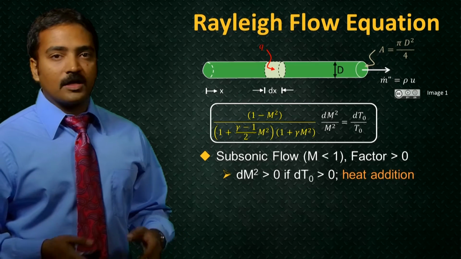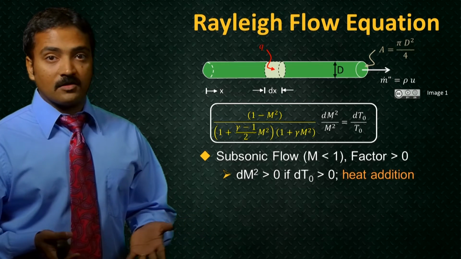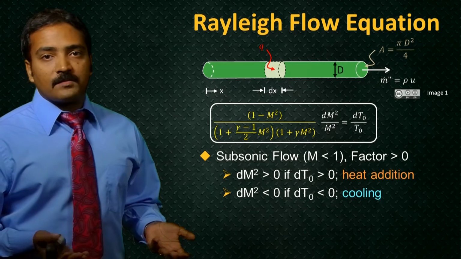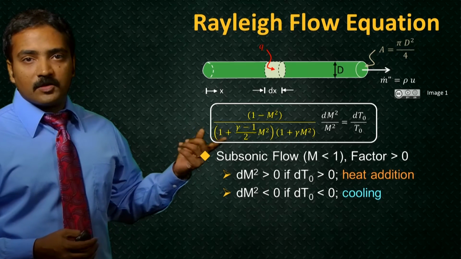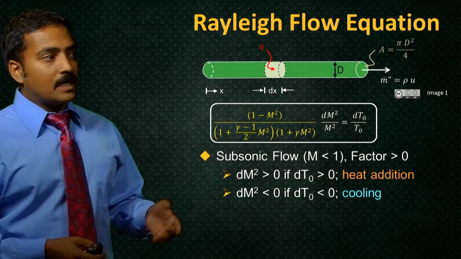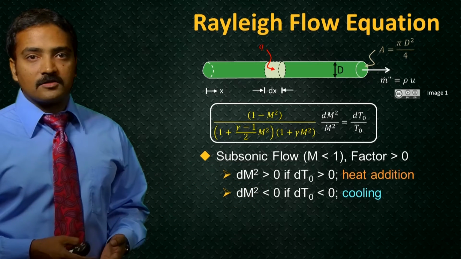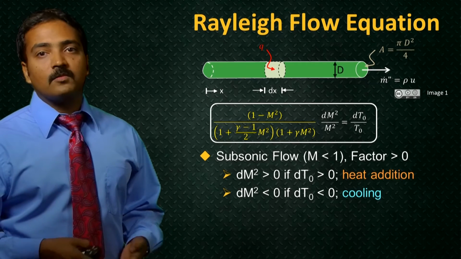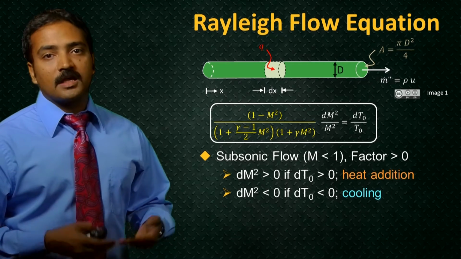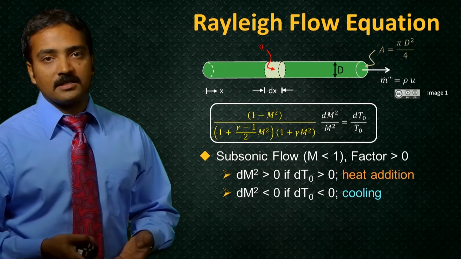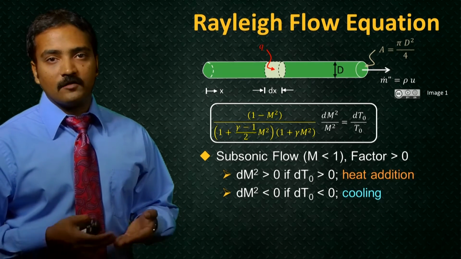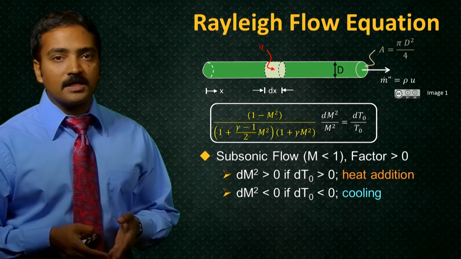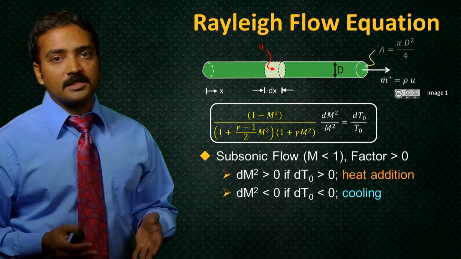We're not going to really be interested in this in this course or a hypersonics course, but in the event that you want to cool the flow, the opposite will happen. Because the factor is positive since the Mach number is subsonic, and because the right-hand side, dT0, is now negative because of the cooling, dM squared will also be negative. In other words, in the case of heat addition to a subsonic flow, the flow will accelerate. In the case of heat removal, or cooling, of a subsonic flow, the flow will decelerate. Again, let me emphasize that in our course we'll really be interested only in the heat addition, but for the sake of completeness, we'll look at both scenarios.